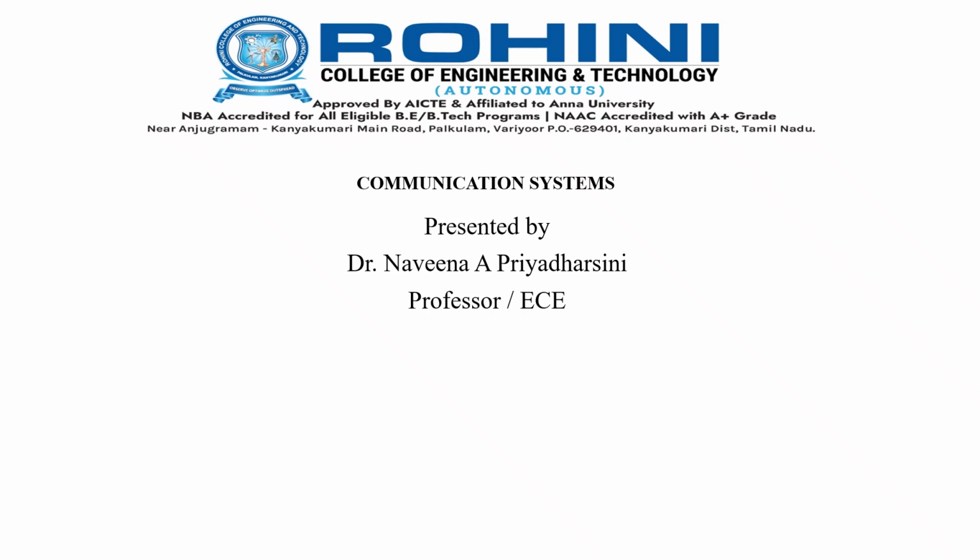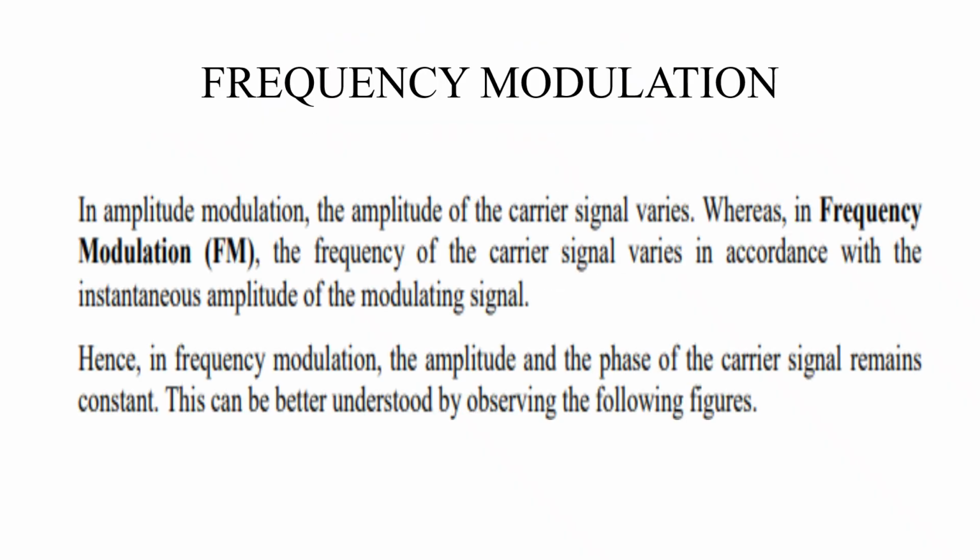In today's class, we shall discuss frequency modulation. Frequency modulation is a type of continuous time modulation. Here, the modulator has two inputs: one is the message signal, and the other is the carrier signal. As usual, the message will be a low frequency signal and the carrier will be a high frequency signal.